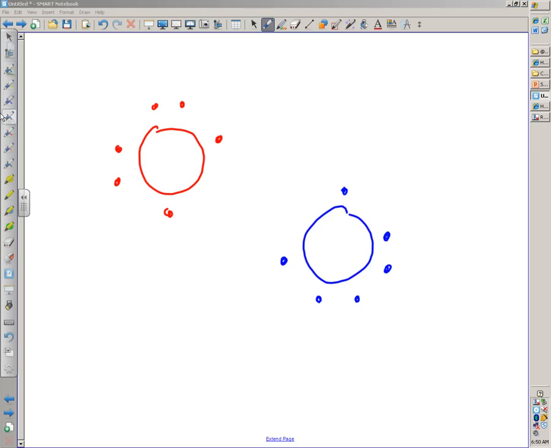Here, red oxygen, blue oxygen, boom, share. Remember we said that sharing counts for each atom. So now this red oxygen, 1, 2, 3, 4, 5, 6 valence electrons of its own. It's sharing this one. It's only got how many? 7. Is it happy? No. Blue oxygen, 1, 2, 3, 4, 5, 6 of its own, red oxygen, 7. Is it happy? No.